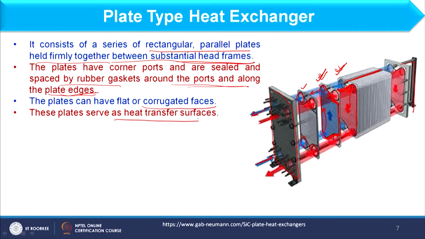We have some depressions and a wavy structure also, and because of this we find more turbulence over the plates when the fluid moves, which increases the heat transfer coefficient. So when you compare the heat transfer coefficient of a plate heat exchanger and a shell and tube heat exchanger for the same heat transfer area, the heat transfer coefficient will be significantly higher in the plate heat exchanger because of this structure only. And these plates serve as a heat transfer surface.